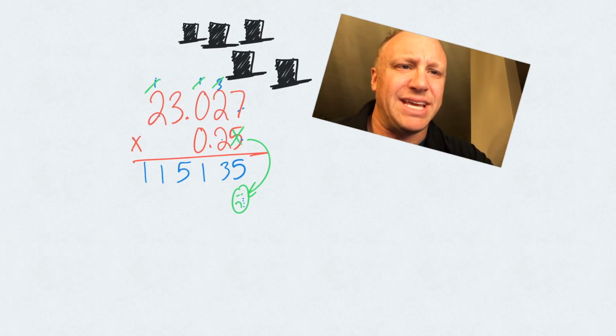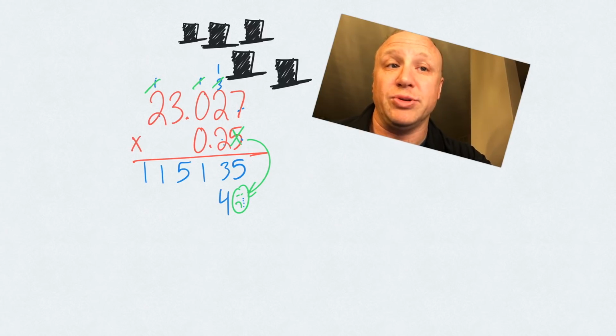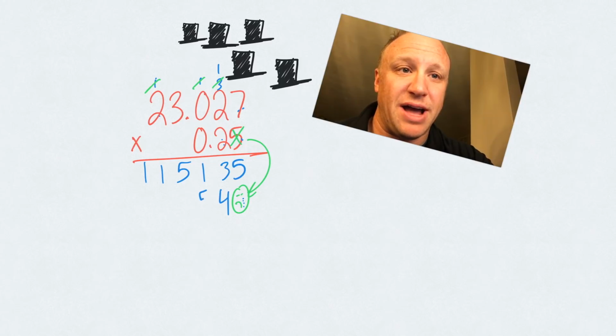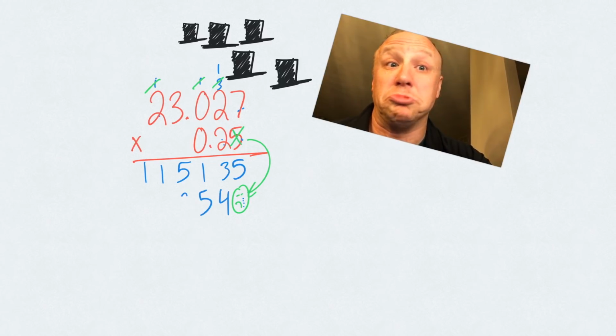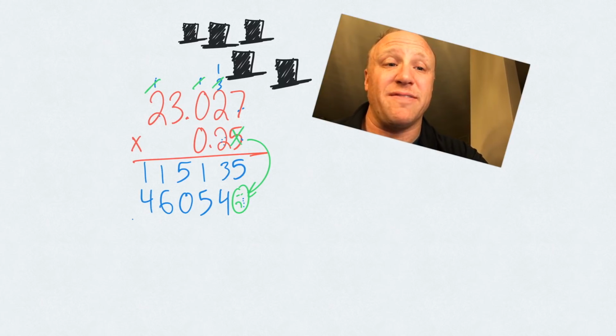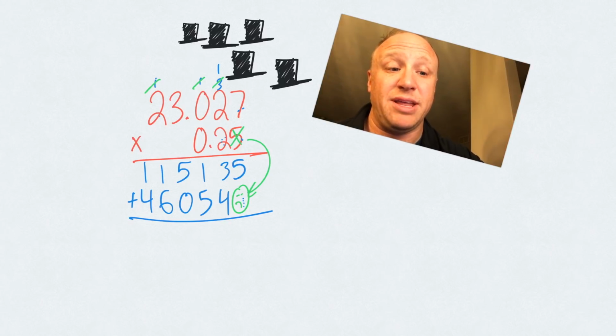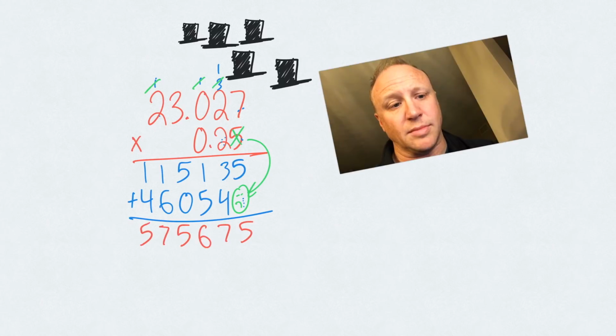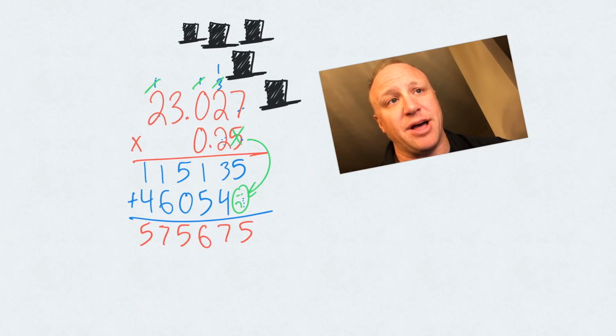2 times 7 is 14. Carry that 1. 2 times 2 is 4 plus 1 is 5. 2 times 0, 0. 2 times 3 is 6. And 2 times 2 is 4. Fantastic. If we add this together then, it's going to happen. Boom, just like that.